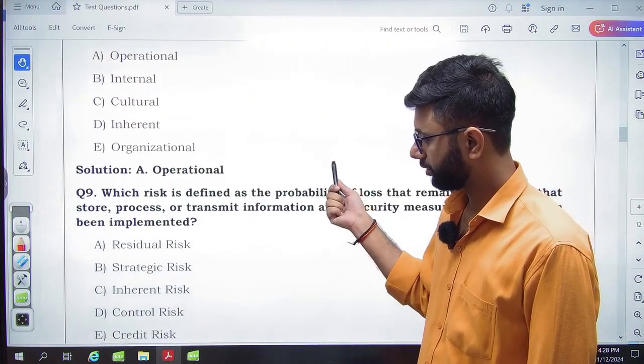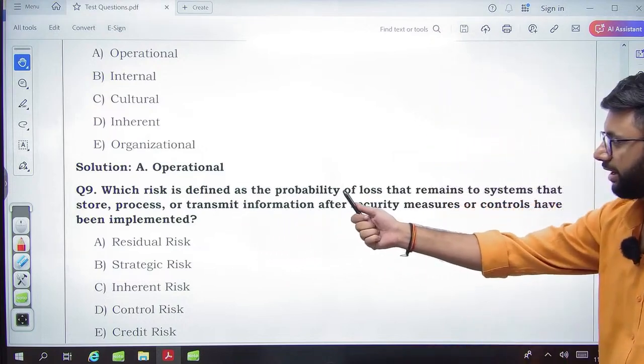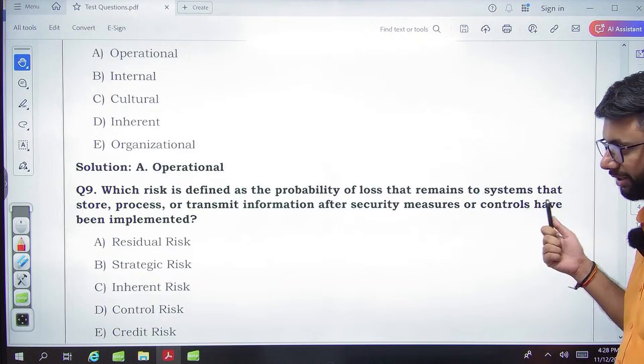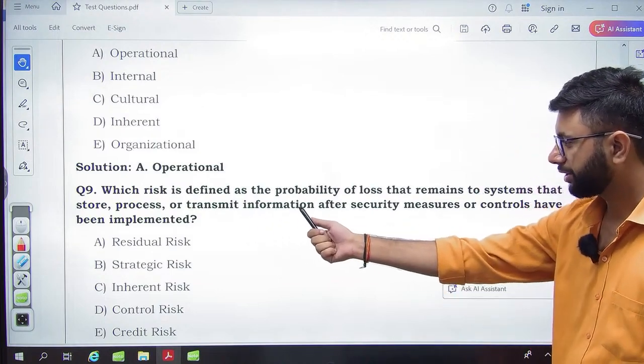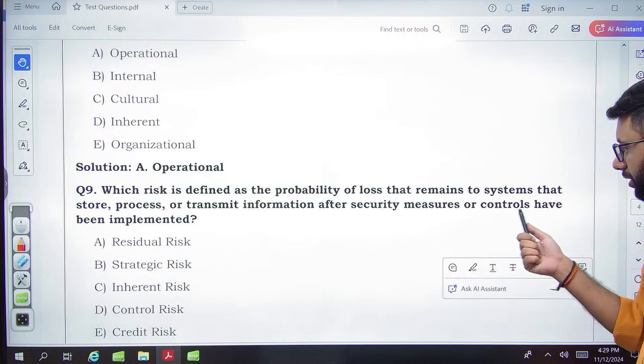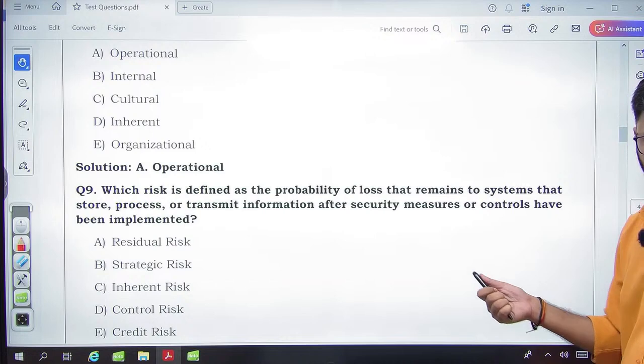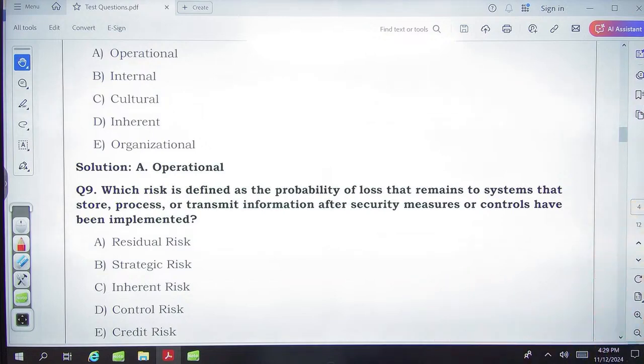risk. Next question, which risk is defined as the probability of loss that remains to systems that store, process or transmit information after security measures or controls have been implemented. Easy question, you can do it. Even after security measures or controls have been implemented, what risk is defined as probability of loss that remains within the systems?